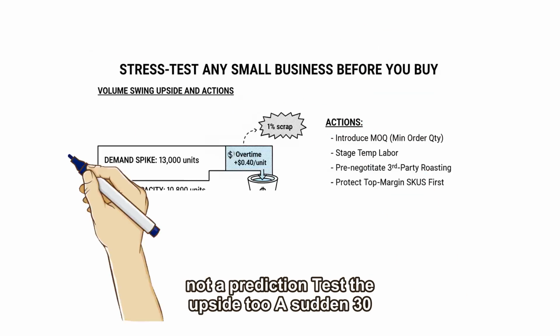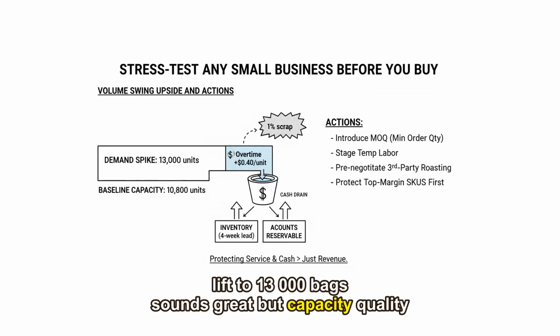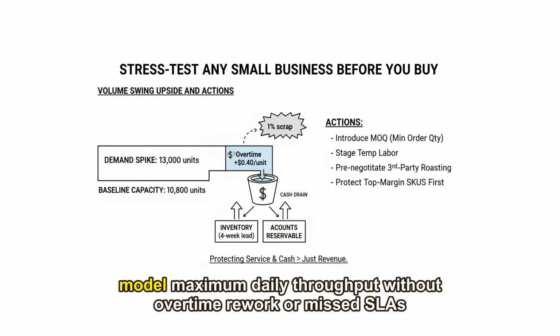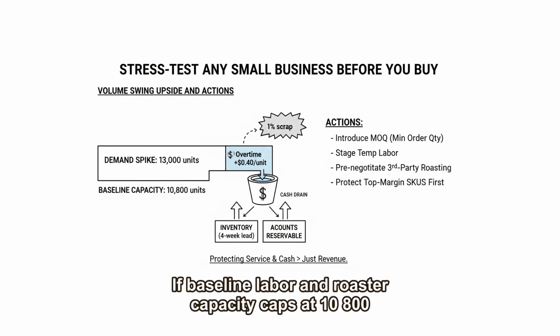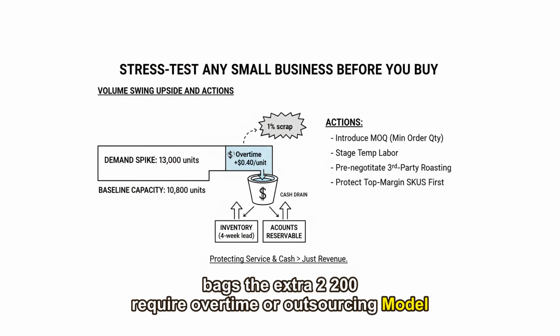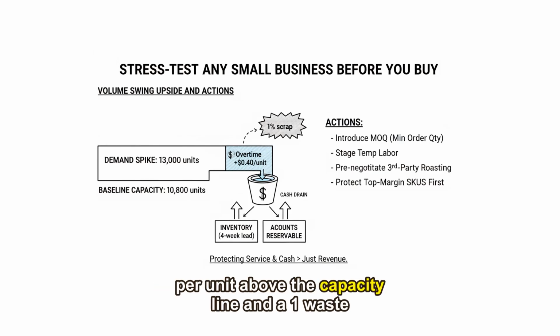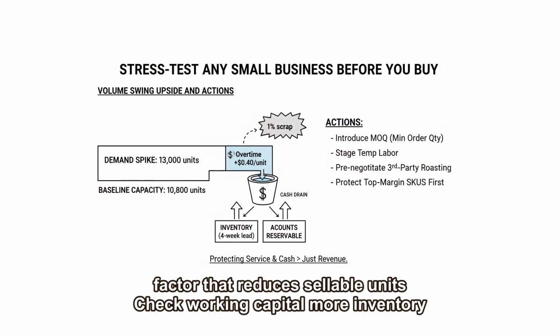Test the upside, too. A sudden 30% lift to 13,000 bags sounds great, but capacity, quality, and cash can wobble. Add a capacity line to your model: maximum daily throughput without overtime, rework, or missed SLAs. If baseline labor and roaster capacity caps at 10,800 bags, the extra 2,200 require overtime or outsourcing. Model an overtime premium that raises variable cost by 40 cents per unit above the capacity line and a 1% waste factor that reduces sellable units.